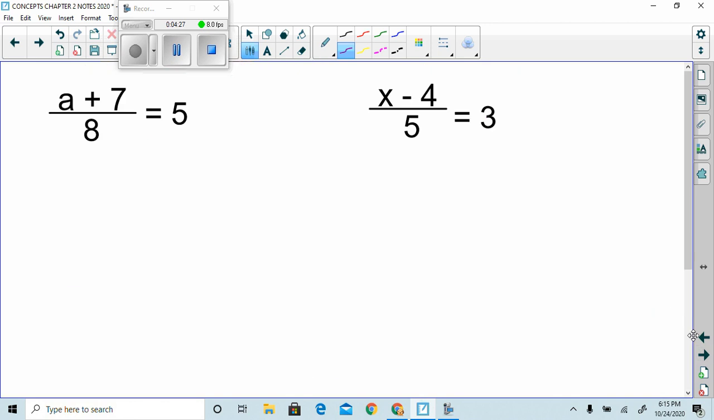Now, as I mentioned, we were going to see some that were slightly different than the ones we saw in Chapter 1, and here's one of them. a plus 7 divided by 8 equals 5. If I say it out loud like that, I hear that this fraction bar is a division symbol. So the first thing I'm going to do is multiply both sides by 8. That will cancel out on the left, leaving me with a plus 7. And then I'm going to multiply here and get 40. All I do now is subtract, and I get a is equal to 33.